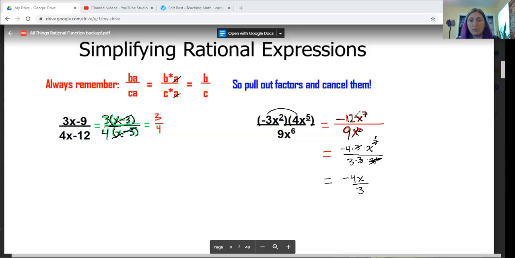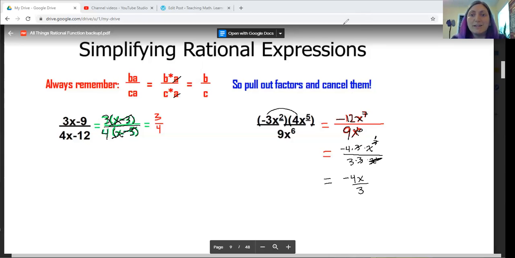Okay, so I broke down my whole numbers so that you could see what I'm canceling. Some of you, I'm sure, can do this in your head. And then hopefully this is coming back to you. If it's x to the 7th over x to the 6th, what you've really got is just x.